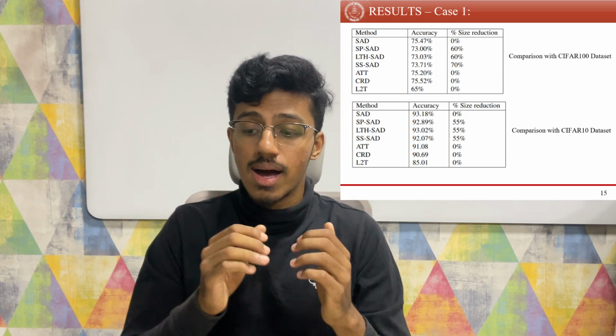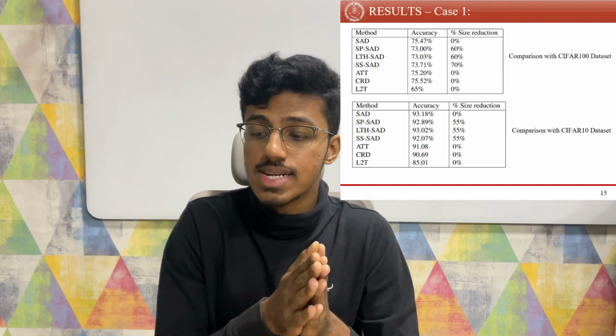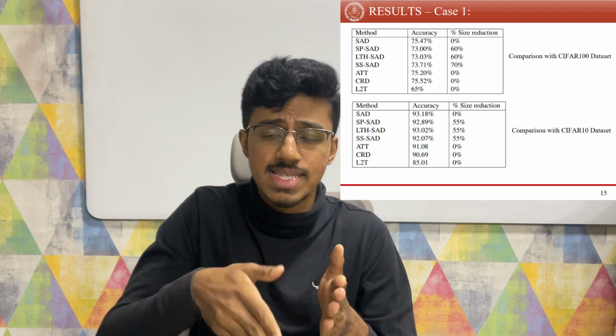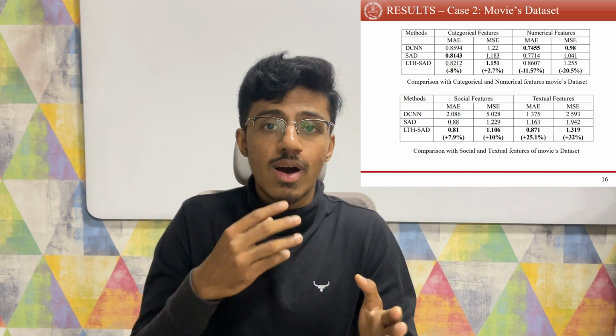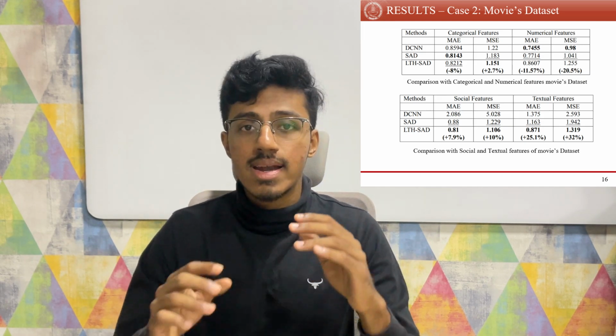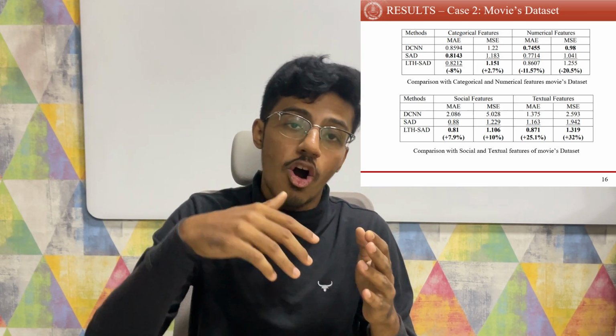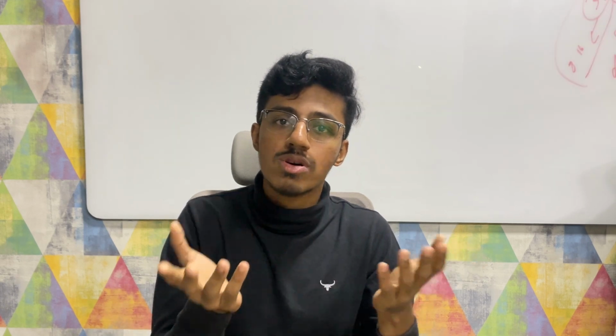Then for case 2, when we applied it on the movies dataset, which is classified into 4 different features: categorical features, numerical features, textual features, and social features. Interpreting these tables, LTH SAD was doing really well on social features and then textual features. In these 3 datasets which we just discussed, it didn't explicitly beat all the baselines. So there was a trade-off between our model's accuracy and the model size.